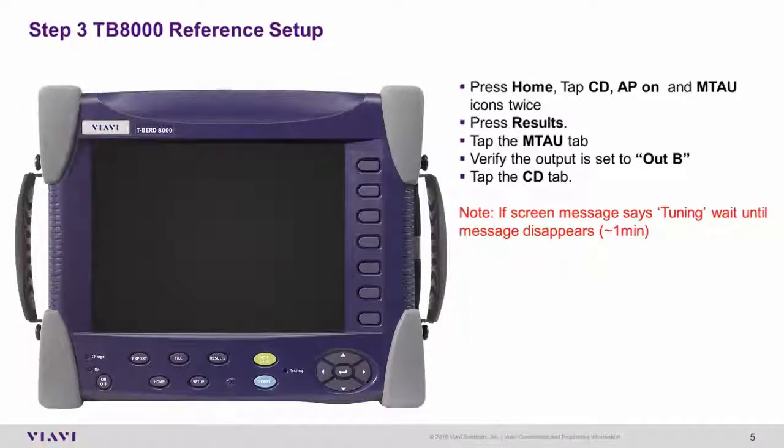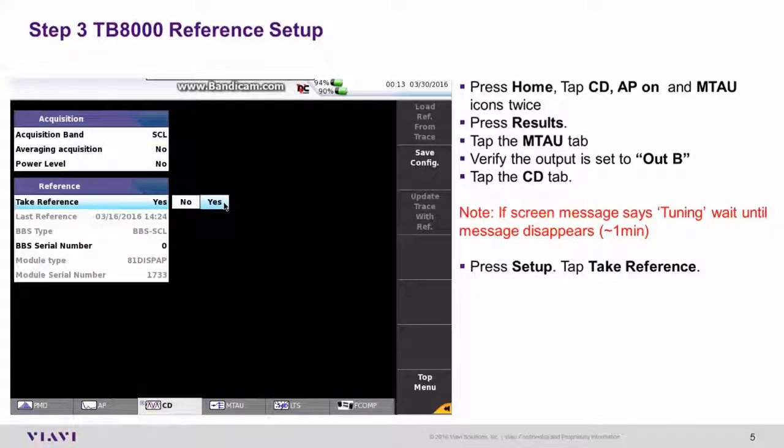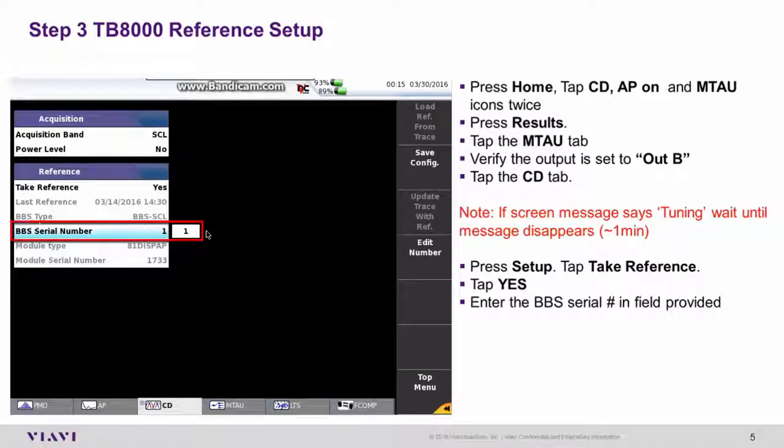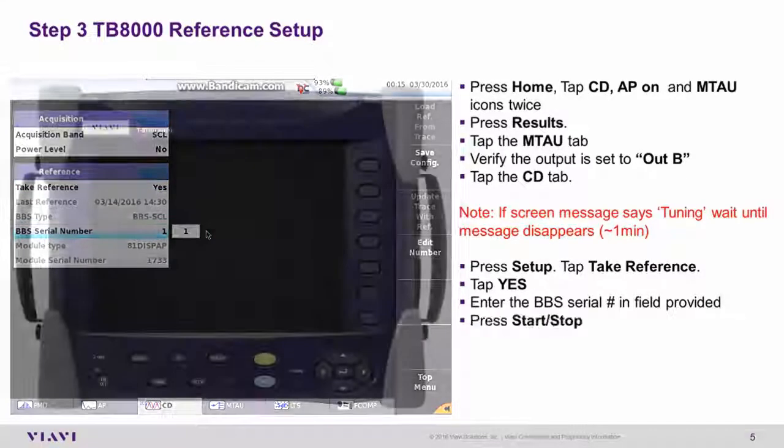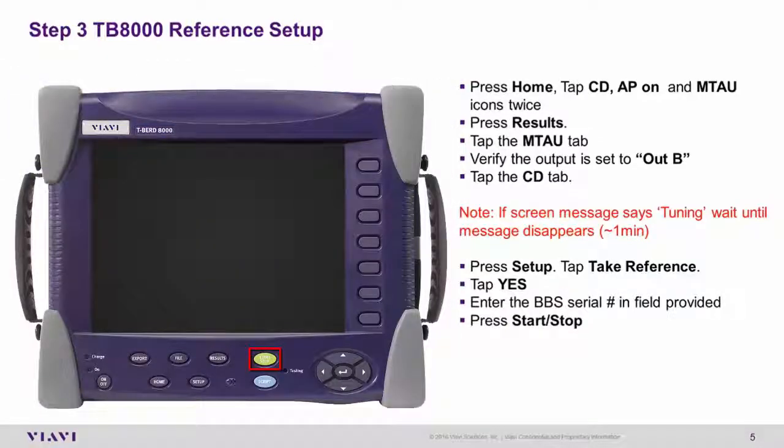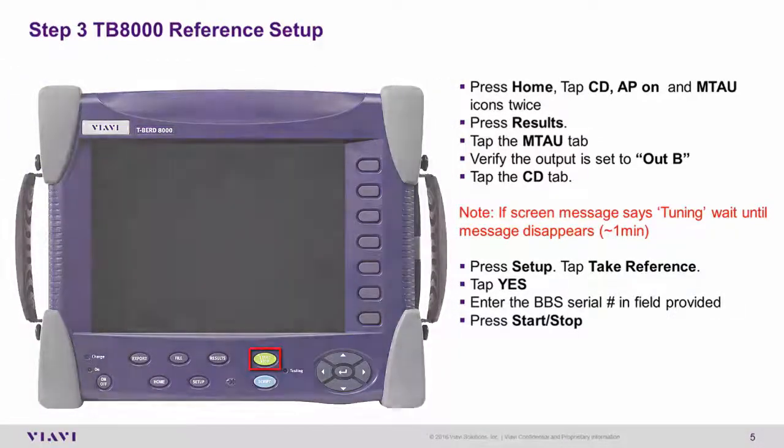If you receive a message tuning, wait until the message disappears. This takes approximately 1 minute. Press the Setup button. Then, tap Take Reference. Tap Yes. Enter the BBS serial number in the field provided. Press the Start/Stop button on the T-BERD 8000.